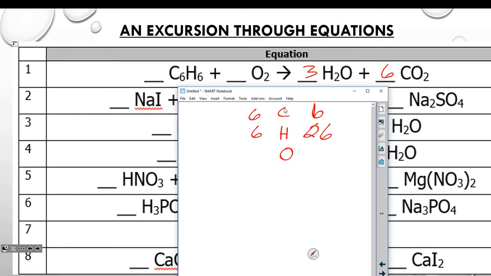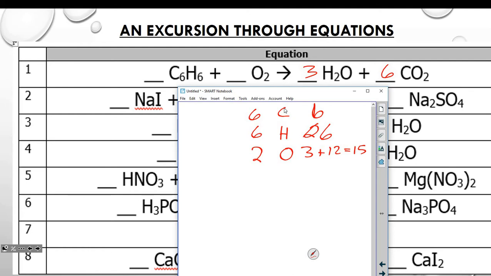On the oxygens, on the reactant side, I have 2. On the product side, I've got to be careful because it's 2 different places. 3 plus 6 times 2 is 12, gives me a total of 15. Now, on the reactant side, you'll notice that I can only get evens, right? Because it's times by 2. Whatever number I put there is times by 2. So I could go back and try and figure out what it is, but let me show you a little trick. Makes life a lot easier.